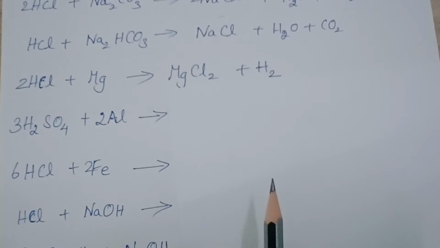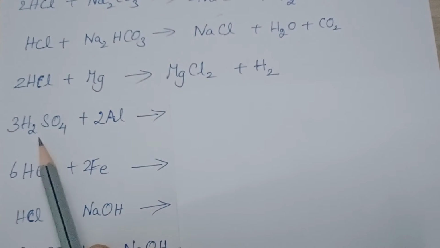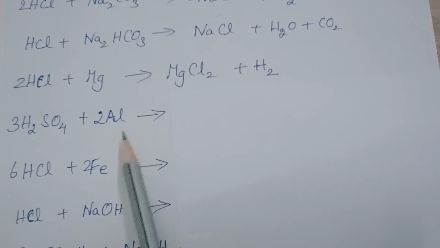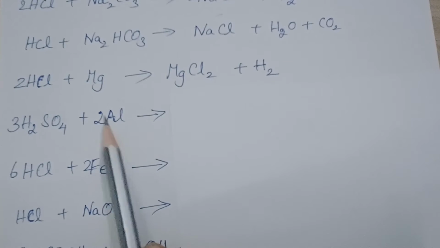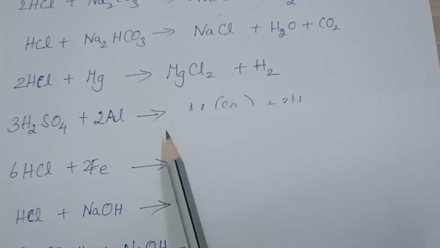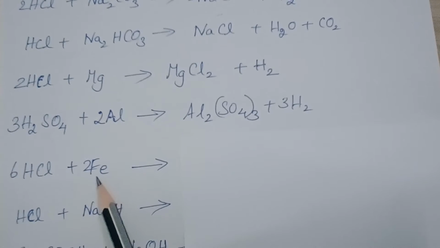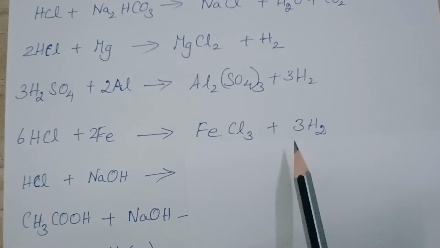Okay, next, again, acid plus metal gives salt plus hydrogen gas, right? So H2SO4, sulfuric acid plus aluminum gives aluminum sulfate and hydrogen gas, right? Okay, then acid plus metal gives salt plus hydrogen gas. So your salt is FeCl3 plus H2 gas. Okay, ferric chloride plus hydrogen gas.